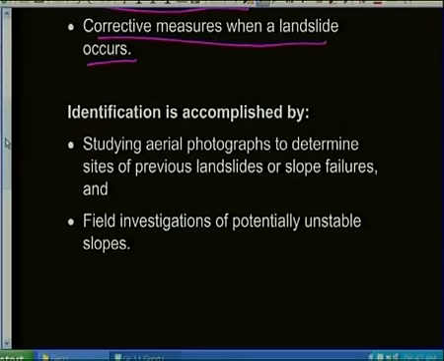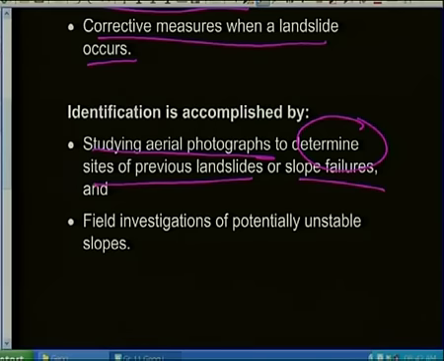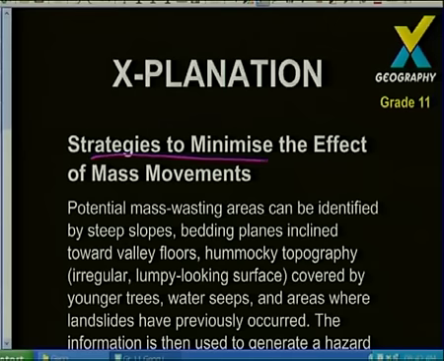How do we identify areas of landslides? We study aerial photographs to determine previous landslides or slope failures, as well as field investigations of potentially unstable slopes. These are good research areas in order for us to determine the possibility of a landslide occurring in these particular areas. Continuing with strategies to minimize mass movements.